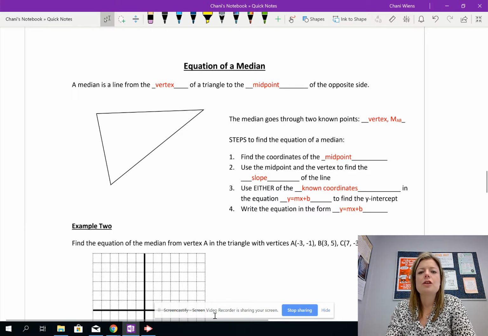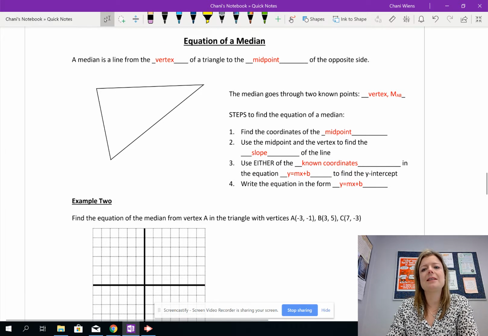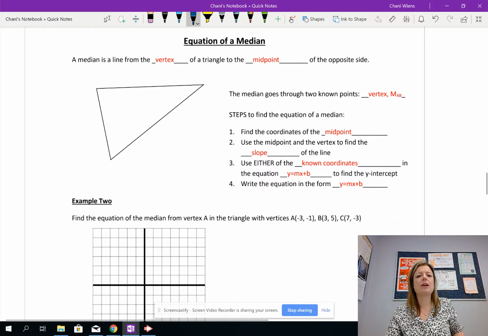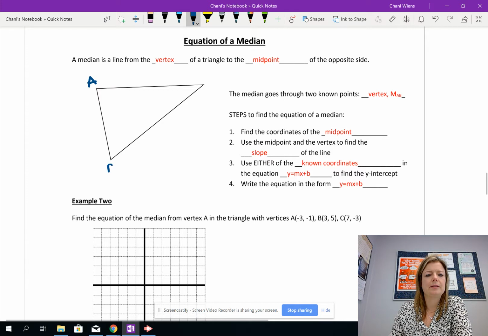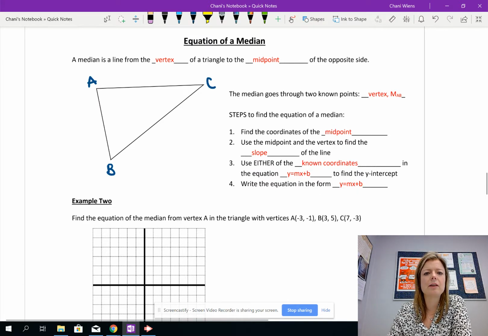Okay, so we are going to talk about something called a median. Now, we talked about medians in grade 9. A median is a special type of line that goes from a vertex to a midpoint of the opposite side. So, for example, if we label this A, B, C, our triangle, the median goes from a midpoint to the opposite vertex. Okay, so there are 3 medians in any given triangle.